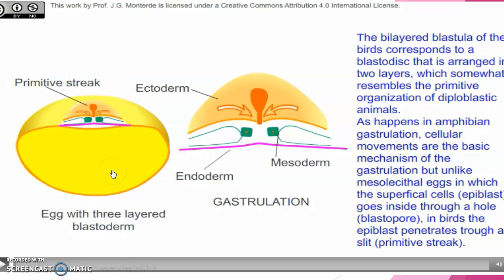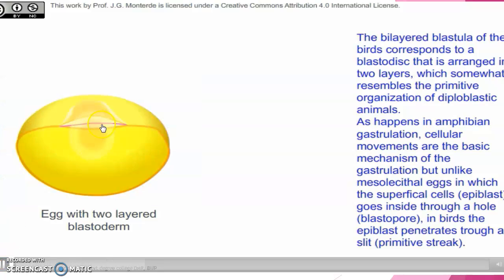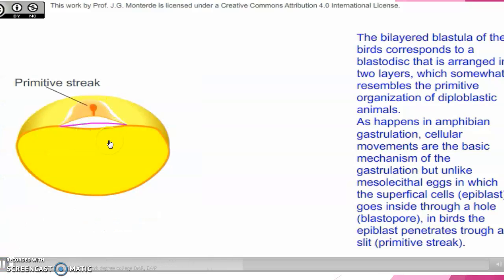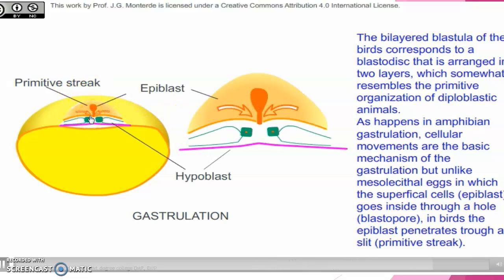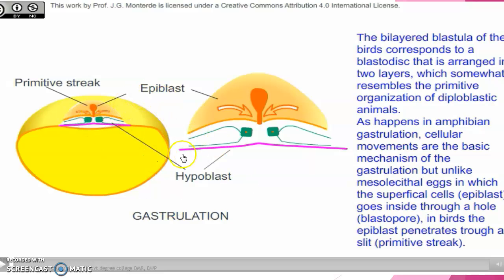Here I am showing you that in the case of birds and reptiles, the blastodisc, also called the blastoderm, is formed and splits into epiblast and hypoblast. This is the blastodisc. Now it is split into epiblast and hypoblast. Here is the development of the primitive streak, and once the primitive streak develops, the cells penetrate during gastrulation through this primitive streak. While in the case of amphibians, the cells move inside the embryo through the blastopore.